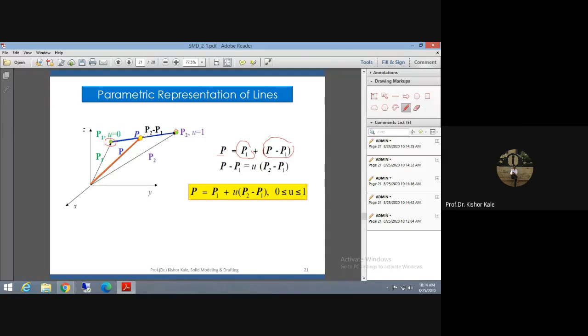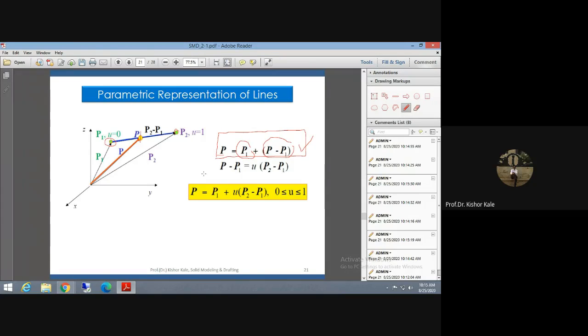Is it clear now? Now P is the coordinates of P1 plus this distance. The distance from P1 to P is P minus P1. That means P minus P1 is this distance. So P would be the coordinates of P1 plus this distance. Is this equation understood to you? Have you understood this equation?